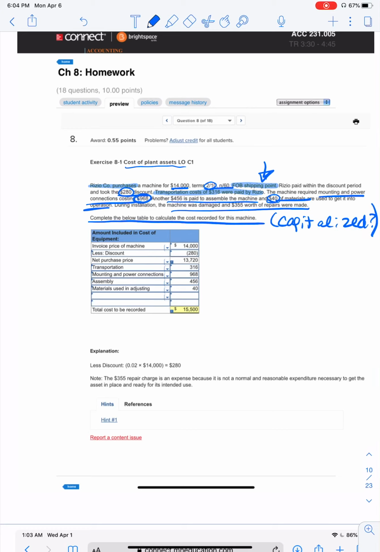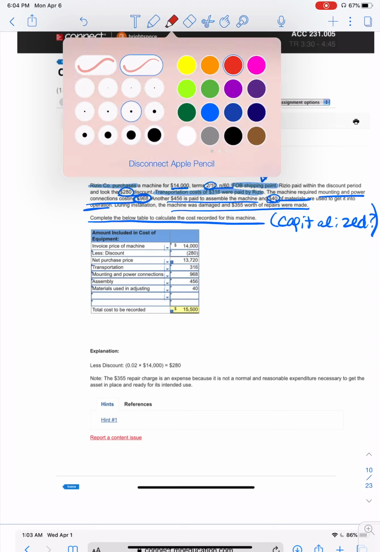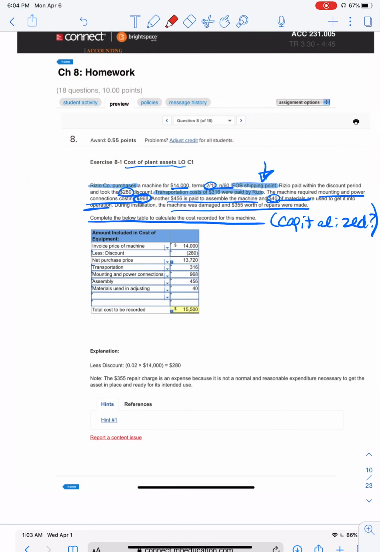Is it all of it? Is it none of it? Is it part of it? Some of it? We don't know. So that's what we're going to look at here. The very first spot we want to start is with the actual invoice price of the machine. And that part's pretty easy. They tell us right here, I'm going to highlight everything as I talk about it in this red color so it stands out. They tell us that we purchased this for $14,000.